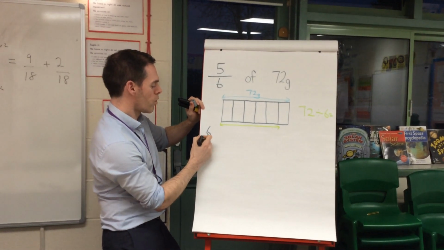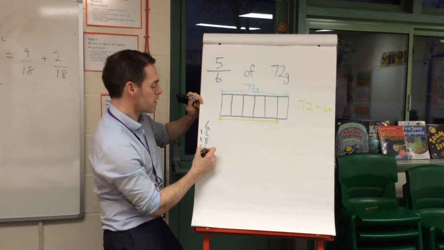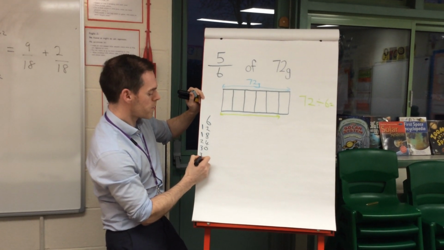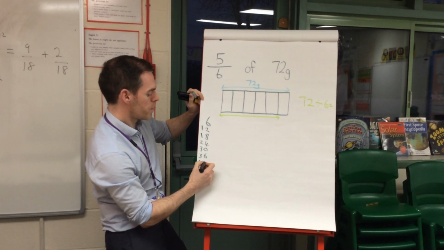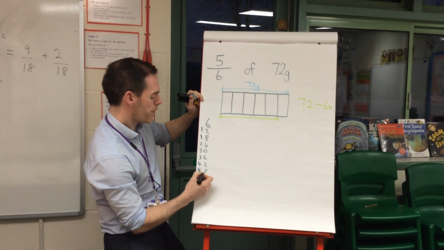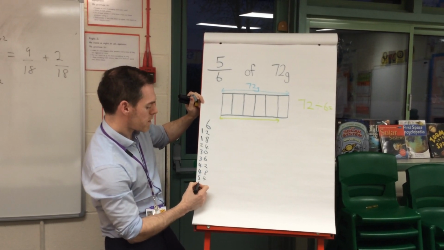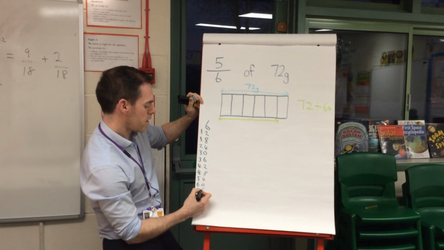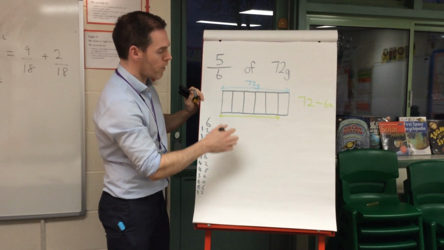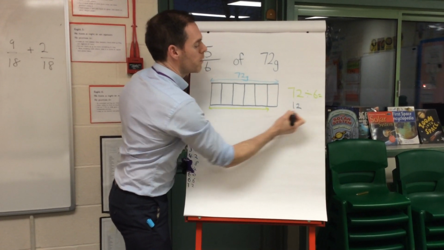So 2 groups of 6 is 12, 3 groups of 6, 18, 4 groups of 6 is 24, 5 groups of 6 is 30, 6 groups of 6, 36, 7 groups of 6, 42, 8 groups of 6, 48, 9 groups of 6, 54, 10 groups of 6, 60, 11 groups of 6, 66. And 12 groups of 6, 72. So I've got 12 groups of 6. When I divide 72 into groups of 6, that will give me 12 groups.